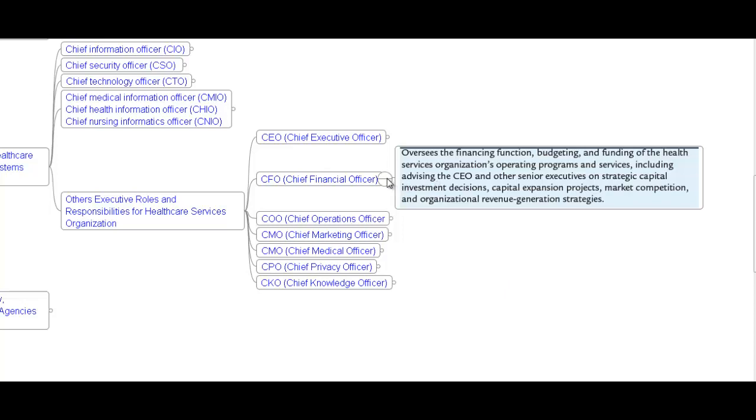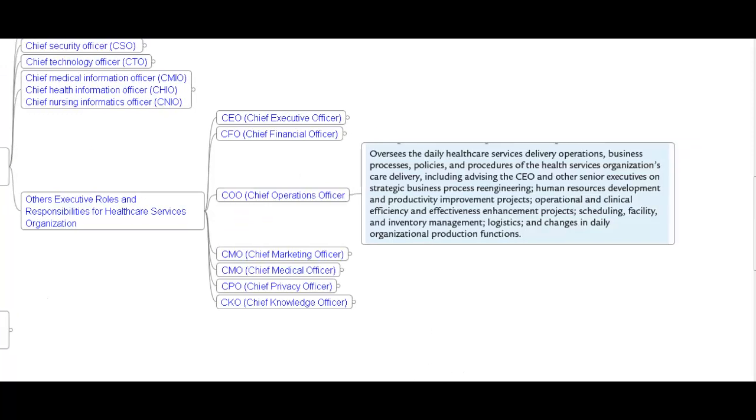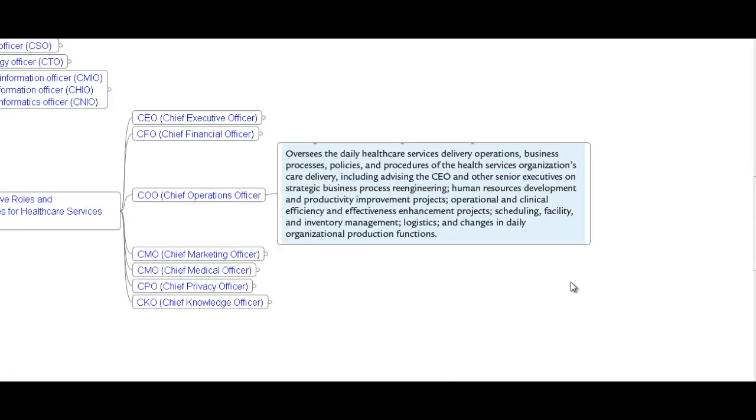Okay. Let's see the Chief Operations Officer. The COO oversees the daily healthcare service delivery operations, business processes, policies, and procedures of health services organizations' care delivery, including advising the CEO and other senior executives on strategic business process reengineering, human resource development and productivity improvement projects, operational and clinical efficiency and effectiveness enhancement projects, scheduling, facility and inventory management, logistics, and change in daily organizational production function.